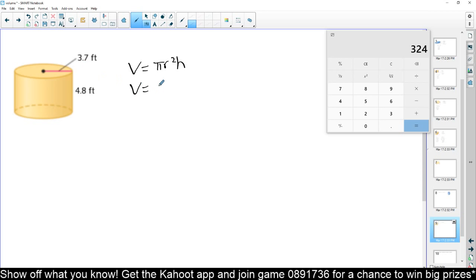So I'm just going to substitute everything I can. So pi, I'm going to call 3.14. You can also use the pi button if your calculator has that. It'll change your answers a little bit, but not a big deal. The radius is 3.7. Don't forget to square that.